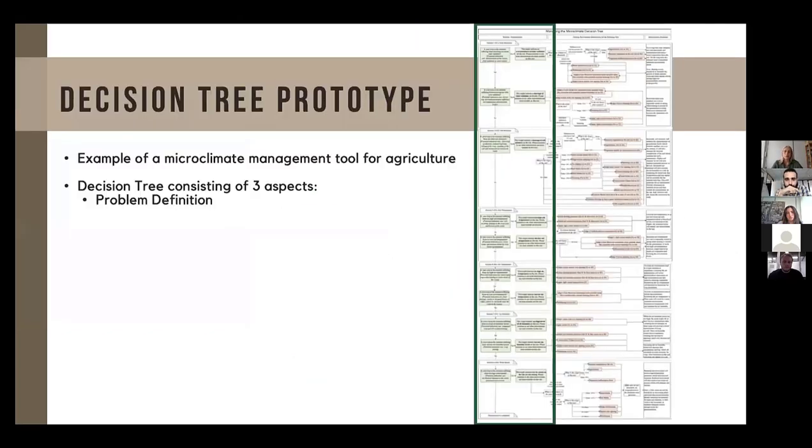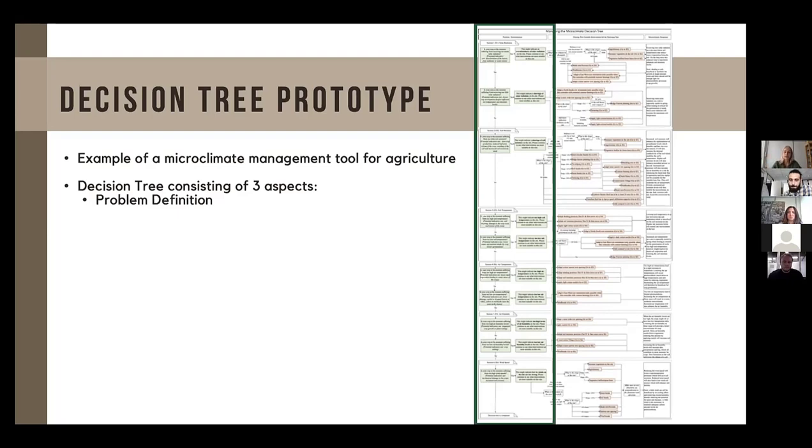An example of how such a tool can work for agriculture is listed here. And no worries, I know that this is super small. I will zoom in later on, but this is more to show the aspects of which such a decision tree consists. We think it's really important that a decision tree first and foremost consists of a problem definition. Before wanting to improve the microclimate, it's important to know what is wrong with the microclimate or where it needs improvement.